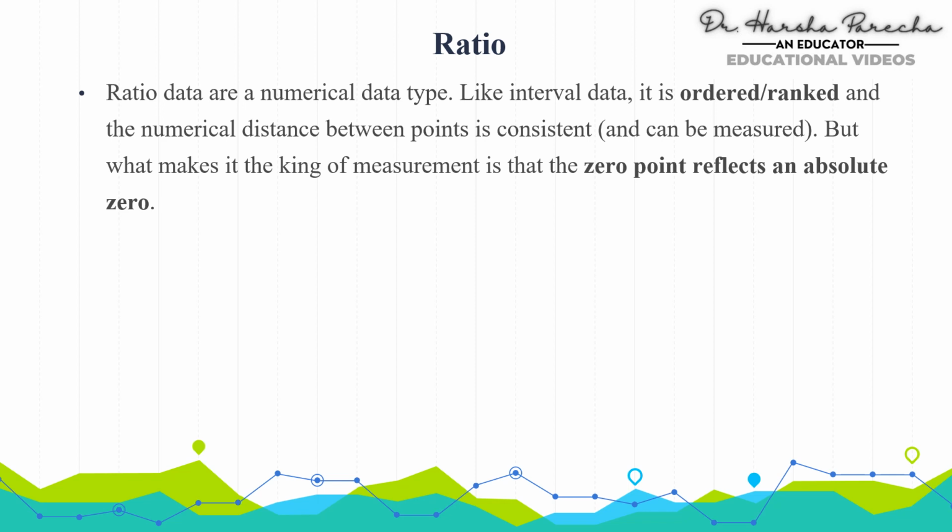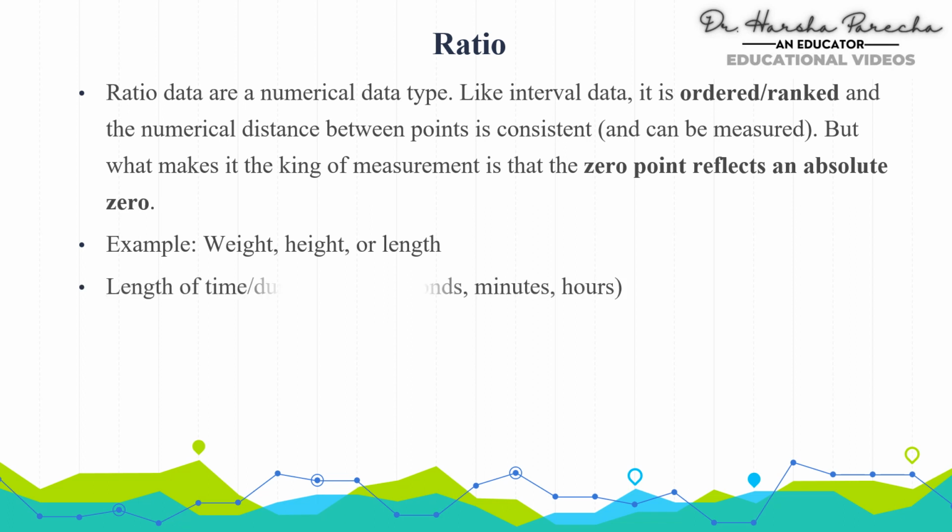The 0 point here is an absolute zero. The way we have seen in interval there is no absolute zero, here there is absolute zero. Now let us try to understand this with an example. For example, weight. If I am saying zero weight, that means no weight at all. That is the meaning that absolute zero exists.